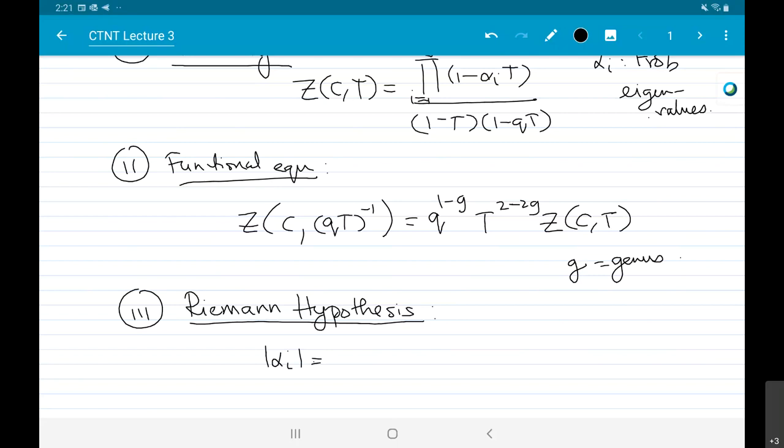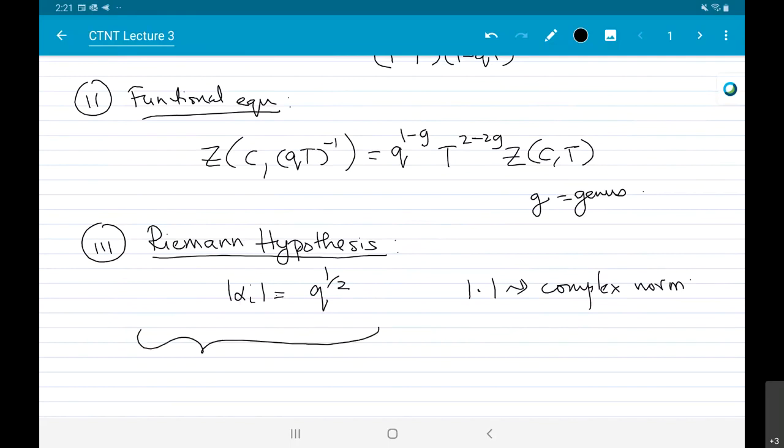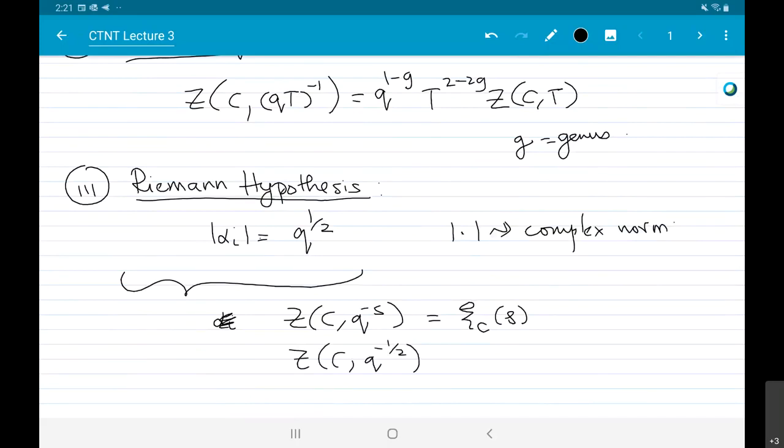Okay, so the absolute value of these alpha_i's is q^(1/2), where this denotes the complex norm. Right, so these are all algebraic integers because Frobenius is an integral polynomial. And one of the reasons this is called the Riemann hypothesis is because, remember that for us, Z_C(q^(-s)) was zeta_C(s). So Z_C(q^(-1/2)) is zeta_C(1/2). And the alpha_i's were the roots of the Frobenius polynomial.